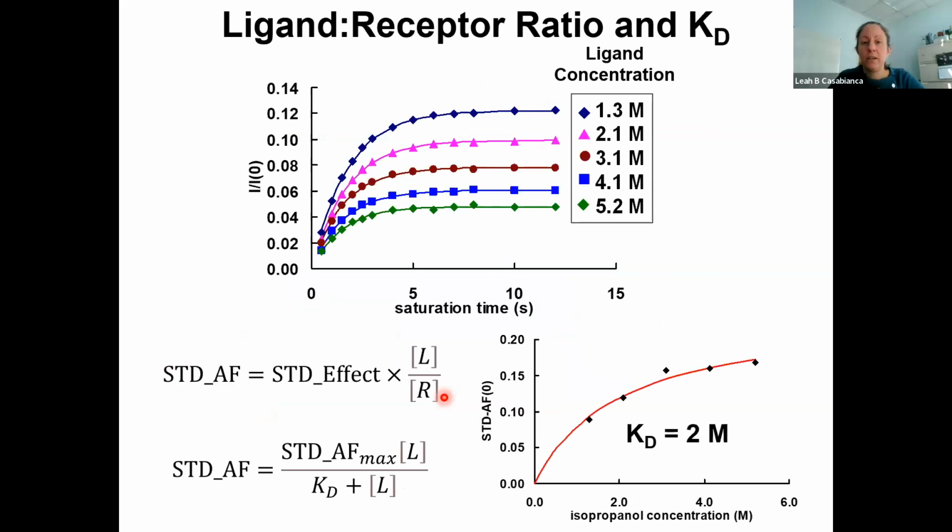We can also, by measuring or calculating an STD buildup curve as a function of ligand receptor ratio, determine a KD. So if we look at the STD buildup curve, if we keep the receptor concentration the same, as we increase the ligand concentration, the STD effect is expected to decrease. We can then plot the initial slope of the buildup of the STD amplification factor as a function of ligand concentration and fit it to a Langmuir equation to pull out the KD.